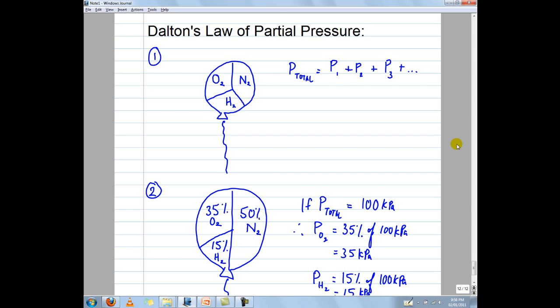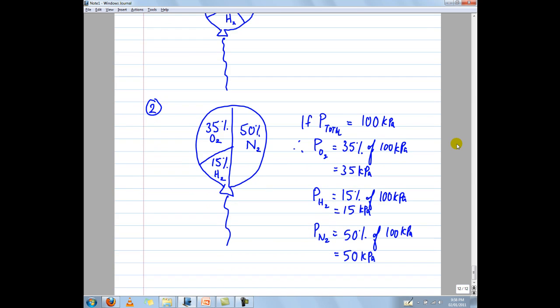Now the second part to Dalton's law of partial pressure may not be as obvious, but it does make sense. What it states is if nitrogen makes up 50% of the balloon's volume, then it should be 50% of the total pressure. So for instance over here, if the total pressure of my balloon is 100 kilopascals and nitrogen makes up 50% by volume, then it should be 50% of the total pressure. So 50% of 100 is 50 kilopascals. Same thing over here. Since oxygen makes up 35% of the balloon's total volume, then it should be 35 kilopascals out of 100 kilopascals. And the same thing goes with the hydrogen gas: 15% of the total volume, therefore 15% of the total pressure, which is 15 kilopascals.